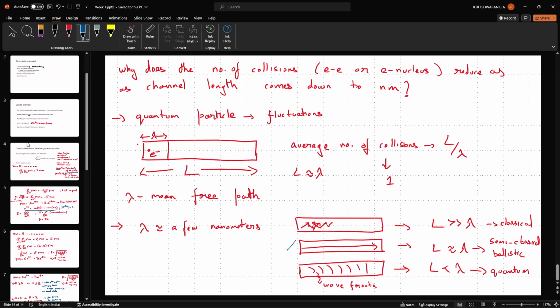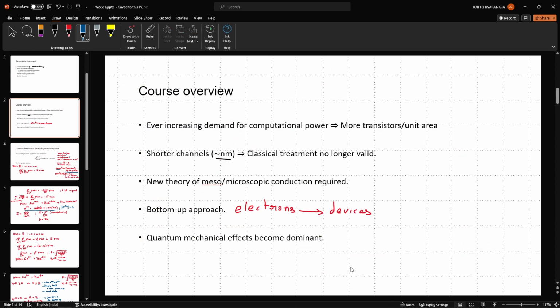So that is what I had mentioned: a new theory of mesoscopic / microscopic conduction is required. So this is for the ballistic limit.